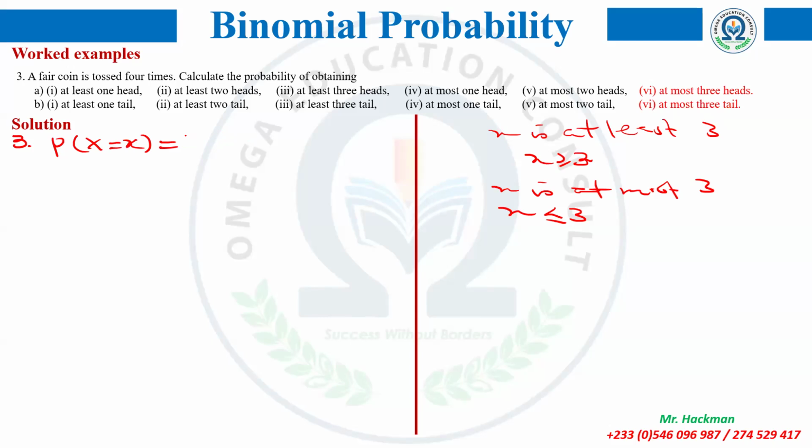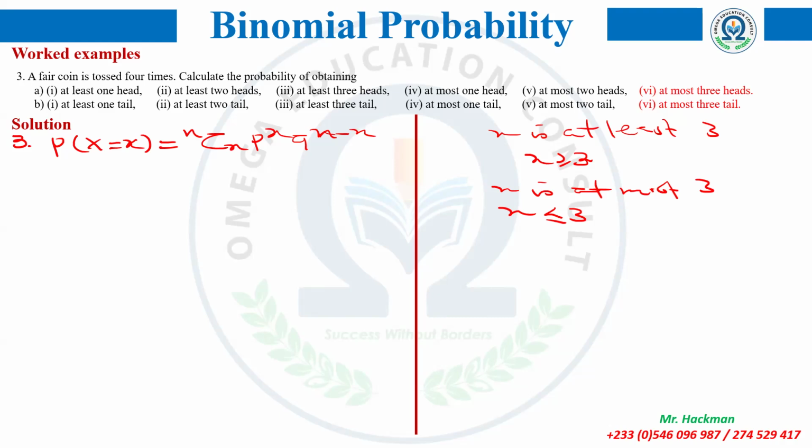Class, I was hearing only one voice. n combination x, p raised to the exponent x, and then q to the n minus x. Am I right? Are you sure you don't see anything wrong with what I've written? Yes, the P is supposed to be small.